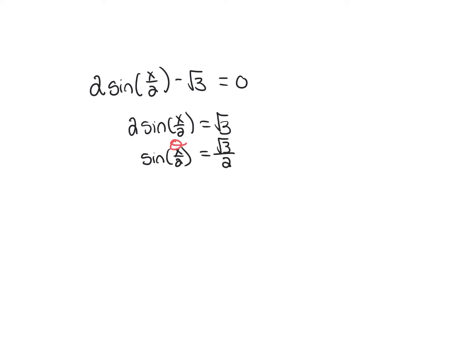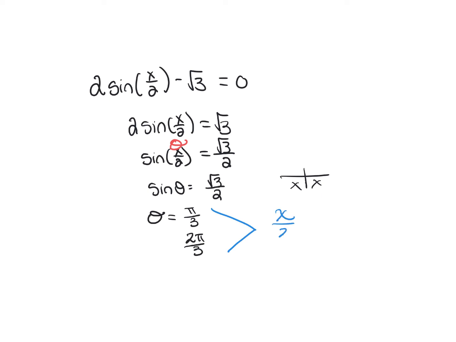And then for a moment, I'm just going to call this a theta. So I have sine of theta equals root 3 over 2. So that happens for sine. Sine is positive in the top two quadrants at pi over 3 and at 2 pi over 3. But I did not have theta. I had x over 2. So x over 2 is going to equal pi over 3. I'm going to put a space on purpose, comma, 2 pi over 3.